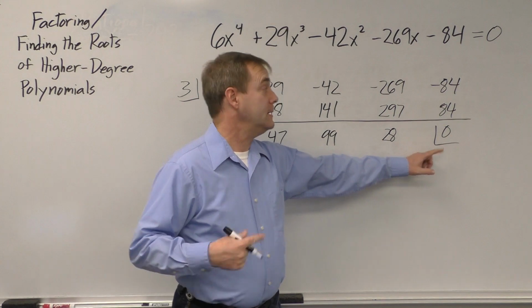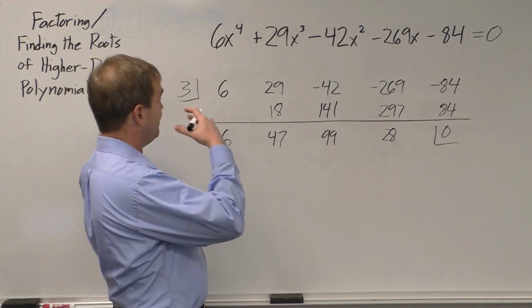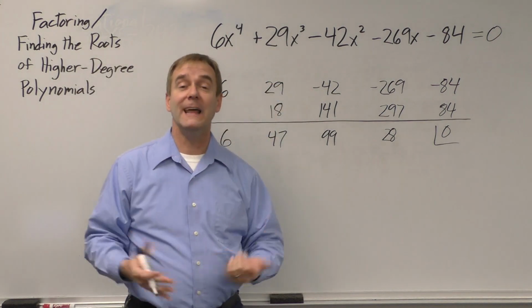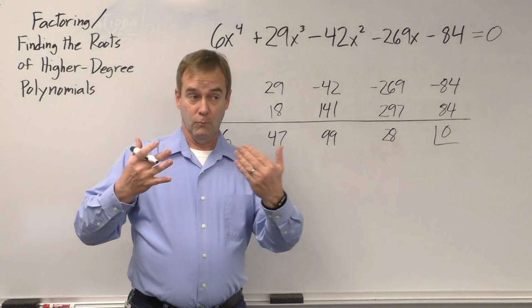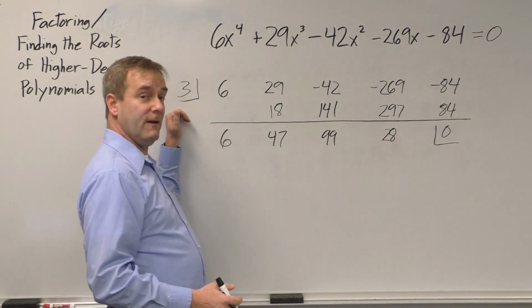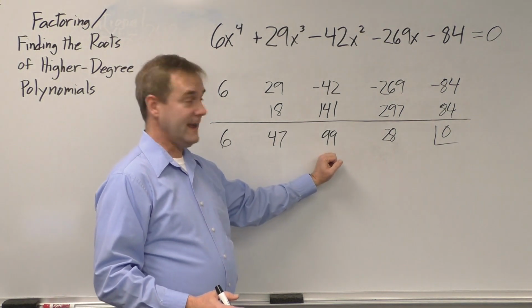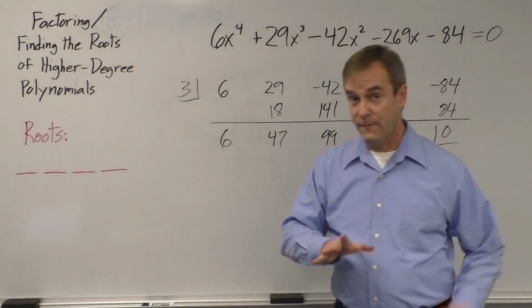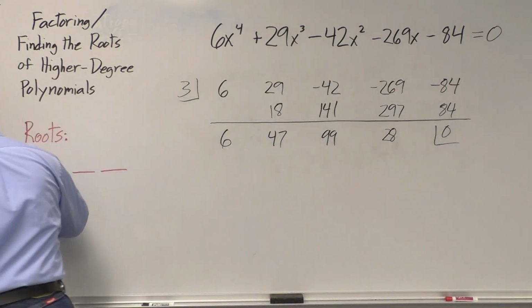And with no remainder, it means that 3 as a root, or x minus 3 as a factor, divided out cleanly from the original polynomial. And it left us with remaining, after x minus 3 is divided out, 6x cubed plus 47x squared plus 99x plus 28. Remember the fundamental theorem of algebra told me I have to have 4 answers? We found one. It's 3.